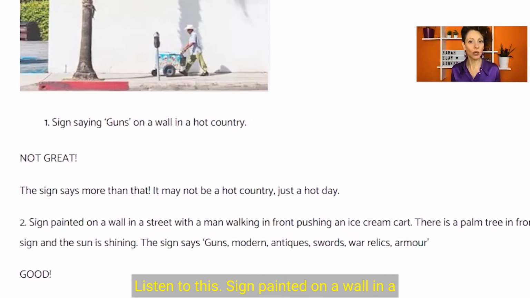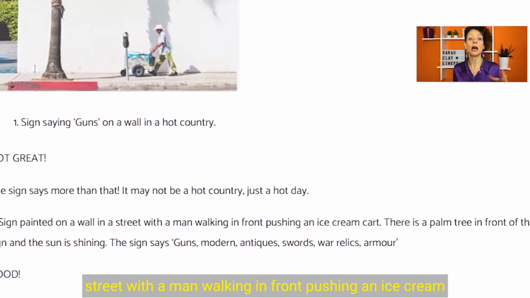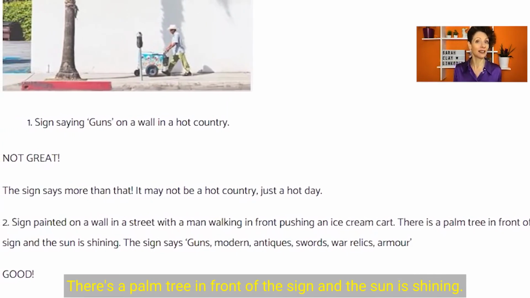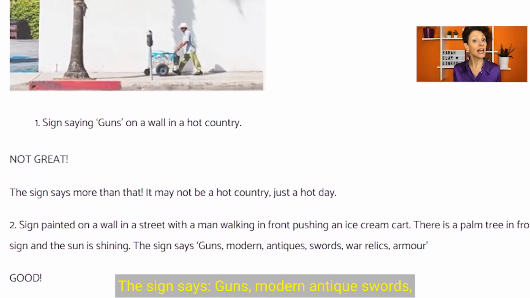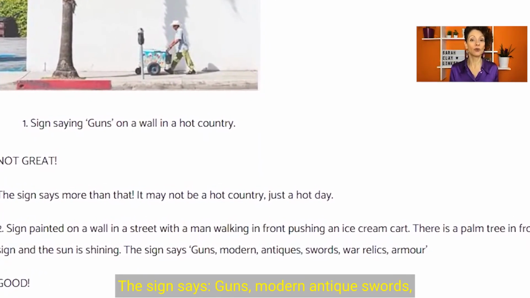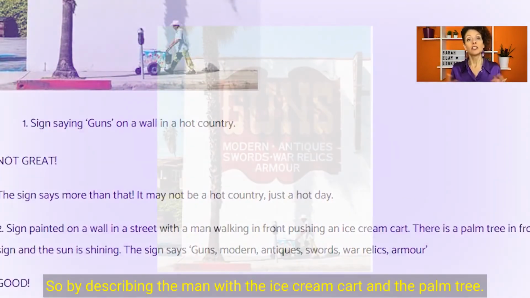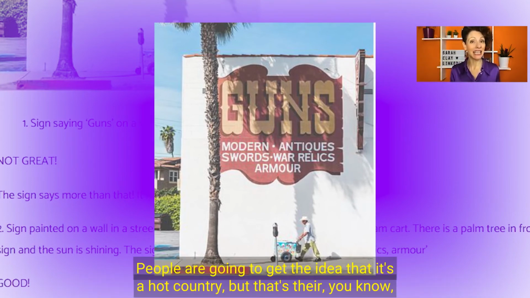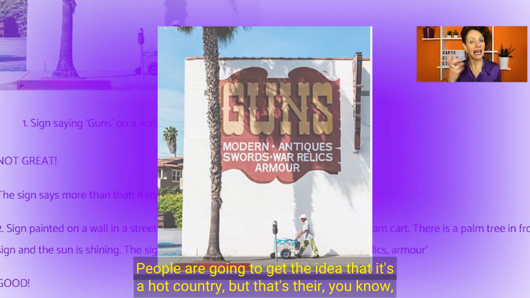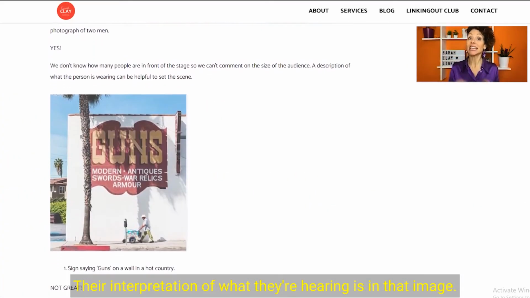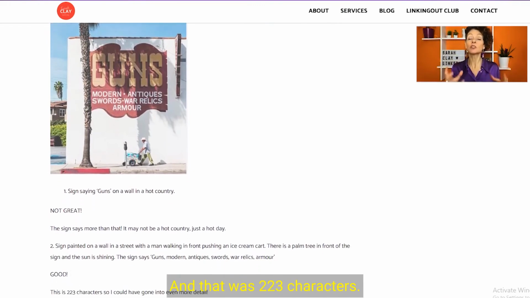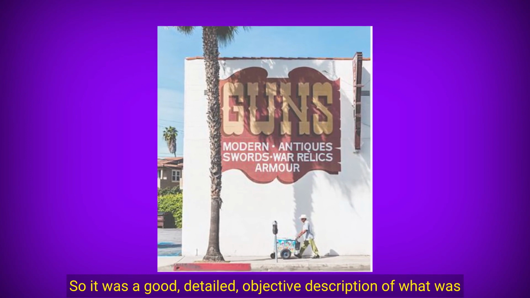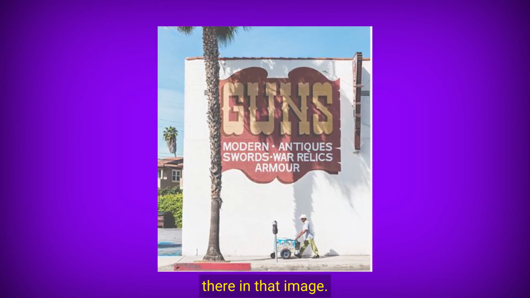Sign painted on a wall in a street with a man walking in front pushing an ice cream cart. There's a palm tree in front of the sign and the sun is shining. The sign says guns, modern, antique swords, war relics, armour. So by describing the man with the ice cream cart and the palm tree, people are going to get the idea that it's a hot country, but that's their interpretation of what they're hearing in that image. And that was 223 characters. So it was a good, detailed, objective description of what was there in that image.